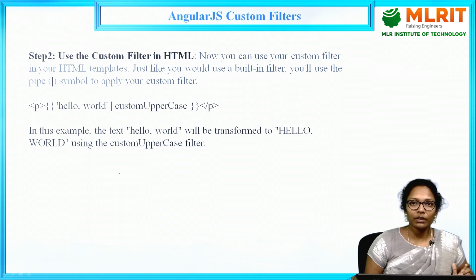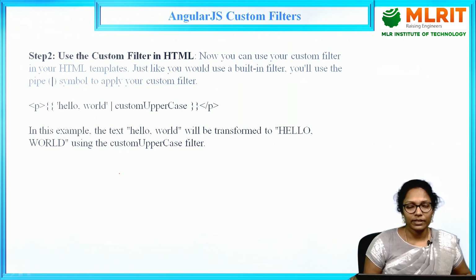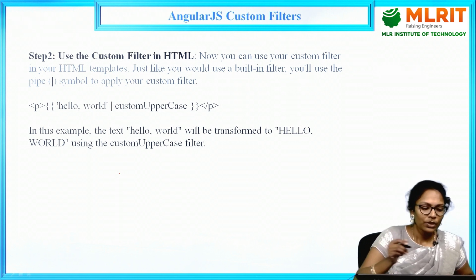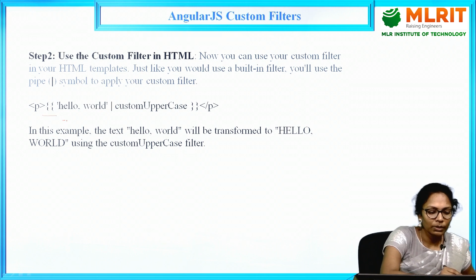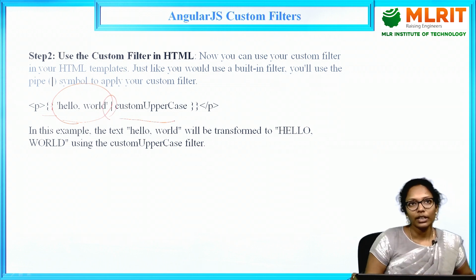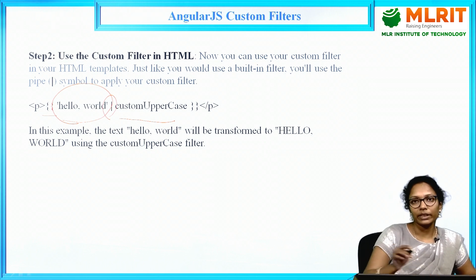We have created one filter function for uppercase. But now how to call this filter? So this is the thing. Here within double curly braces, I am writing my string within double quotes, that is hello world. And for this I am applying the filter. What is the filter you are applying? You are applying the filter called custom uppercase. The name of the filter is custom uppercase.